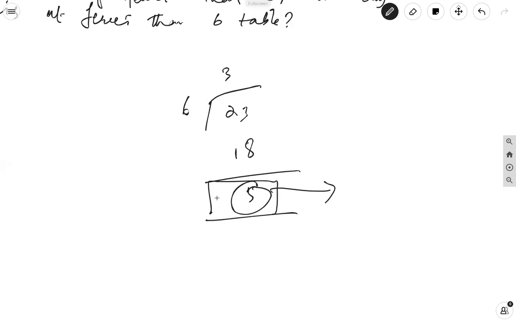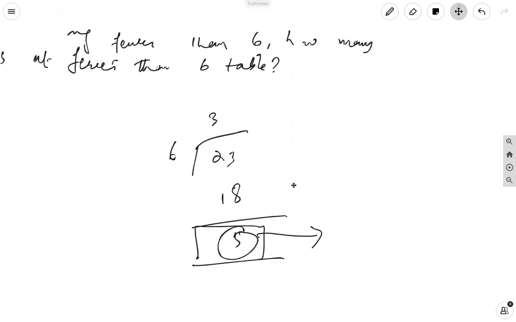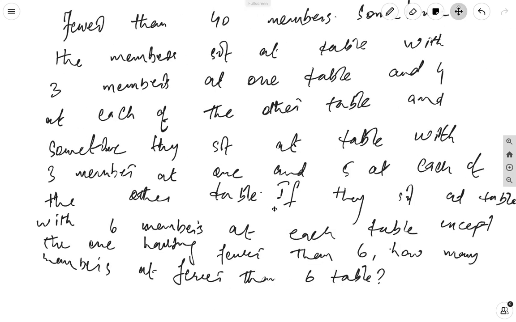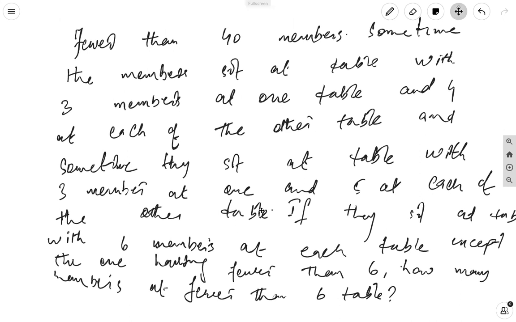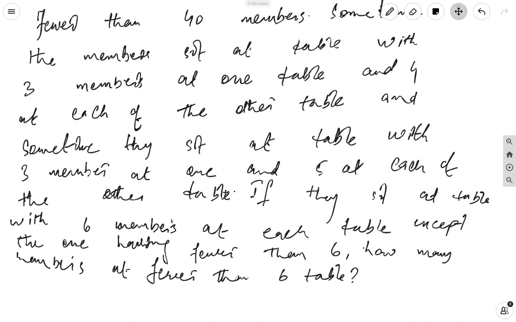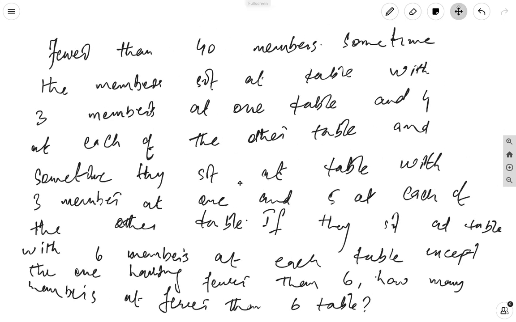Is this question understood by all? No. This question is very complicated. I didn't even understand the question itself. Listen, I will repeat the question.